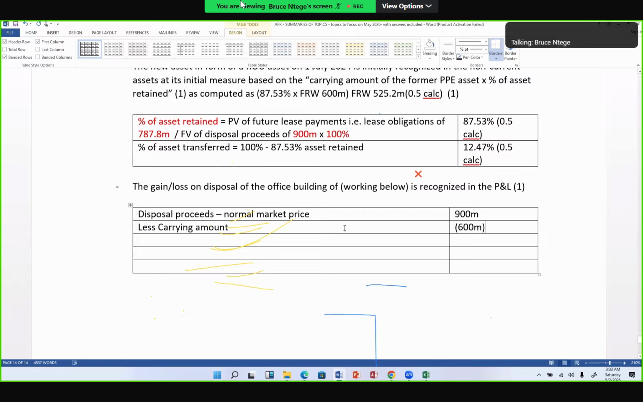So that means that the normal gain on disposal of the asset is the 900 minus the 600. So that's where they give you the calculation mark. You have calculated, so you are going to get the 300 million. For that 300 million you qualify for a calculation mark. So they give you 0.5 calculation mark. That was not given here; you've calculated it.